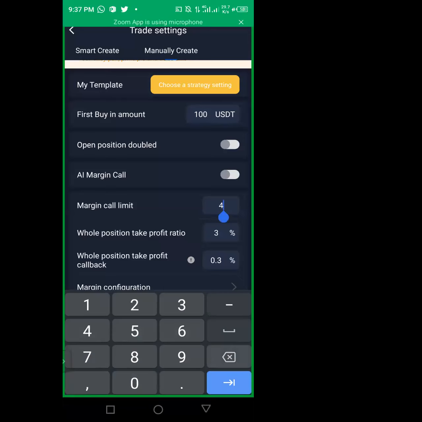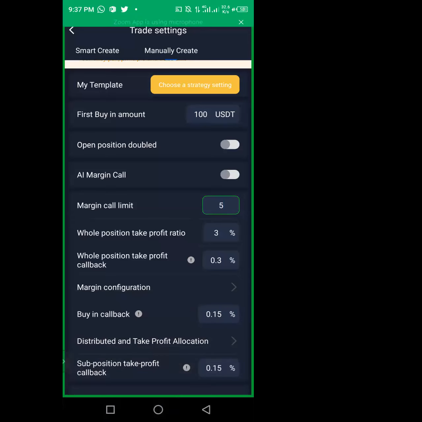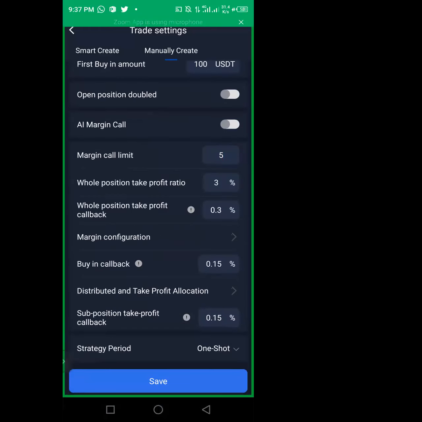Now, I love trading with a margin call limit that is above 4, which is 5. This will enable me to set my distributed and take profits allocation. Distributed means, you know, when they say distributed, it involves more than one person. So the robot sees your margin calls from your 5th, 6th, 7th as individual positions. It sees them as individual first buy amounts. It sees them as a single entity. That is why they call it distributed and take profit allocation.